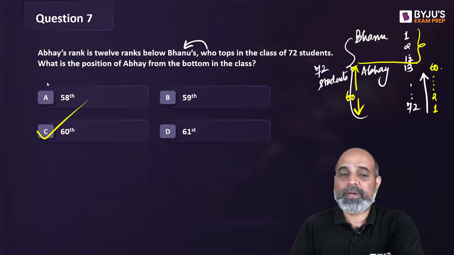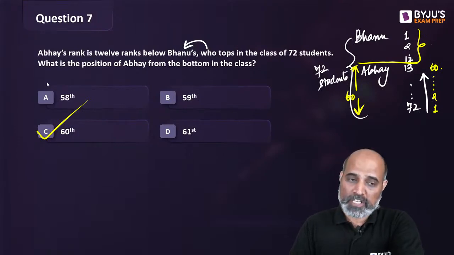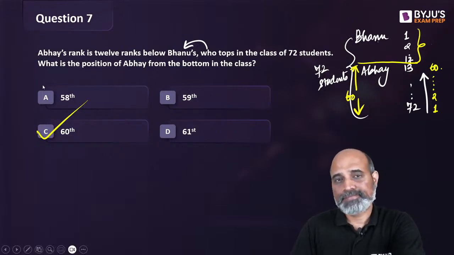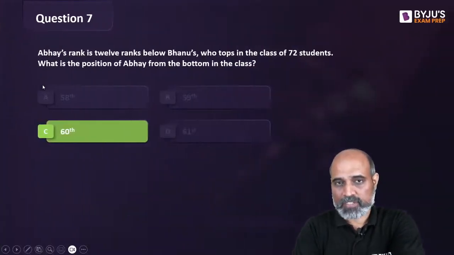Right? Take a moment, think about it. It was below Bhanu's, right? तो 60 आना चाहिए, 59 आना चाहिए, पता चल जाएगा. चलो 68th.